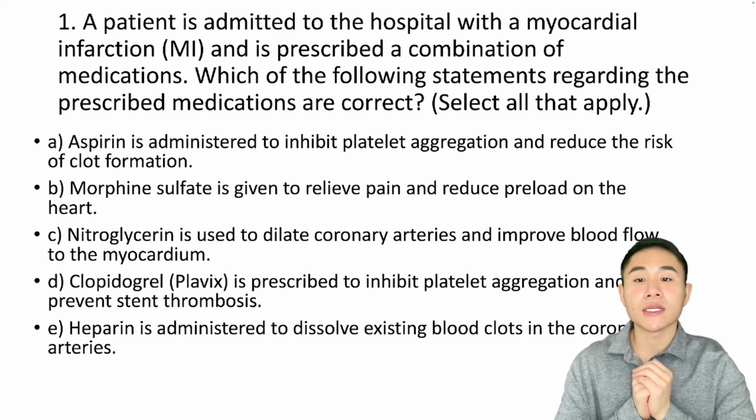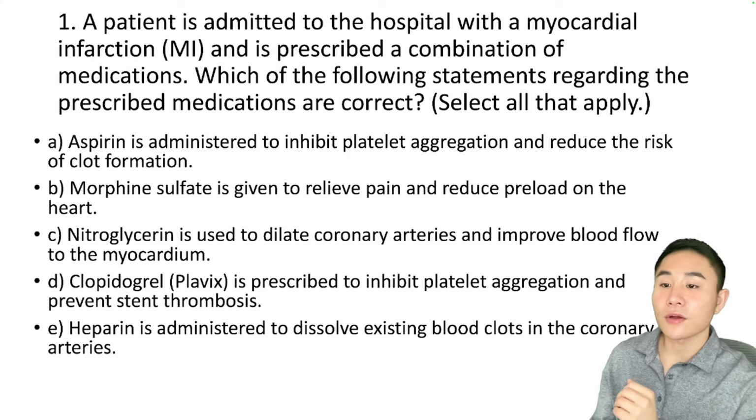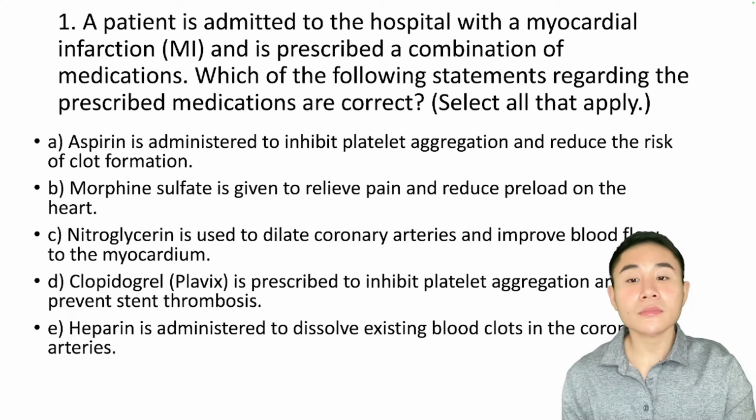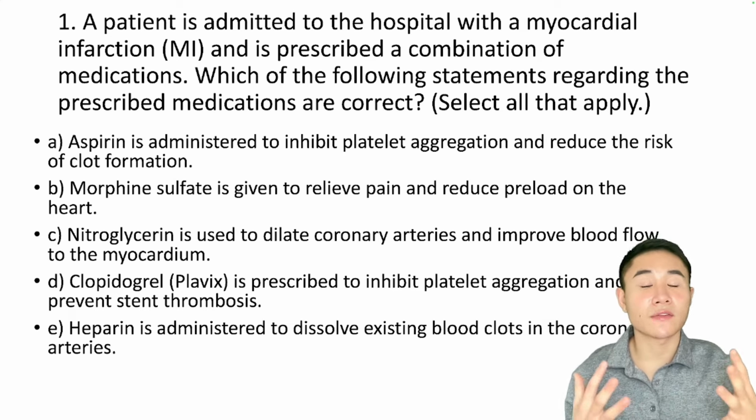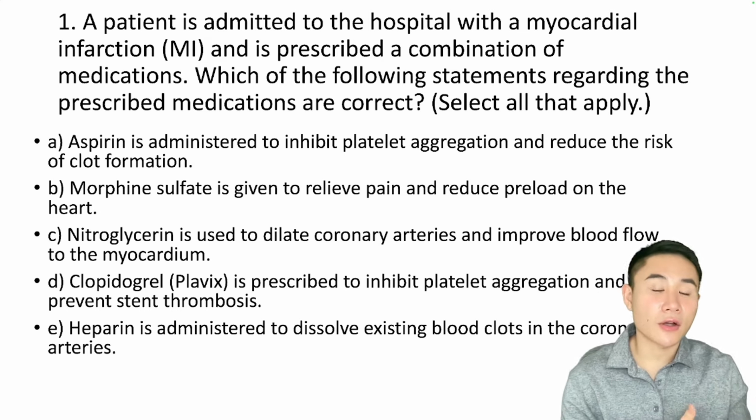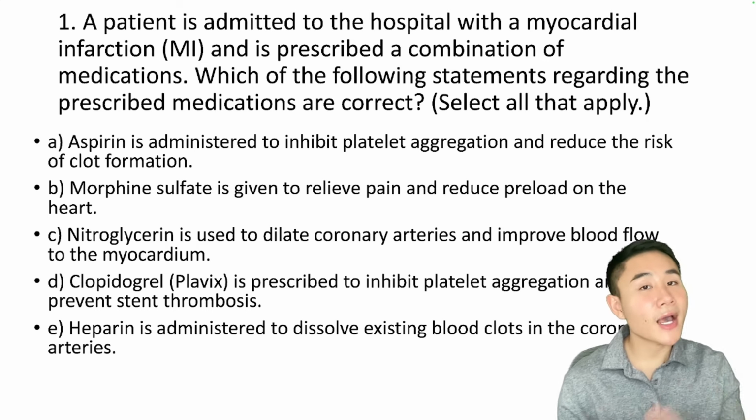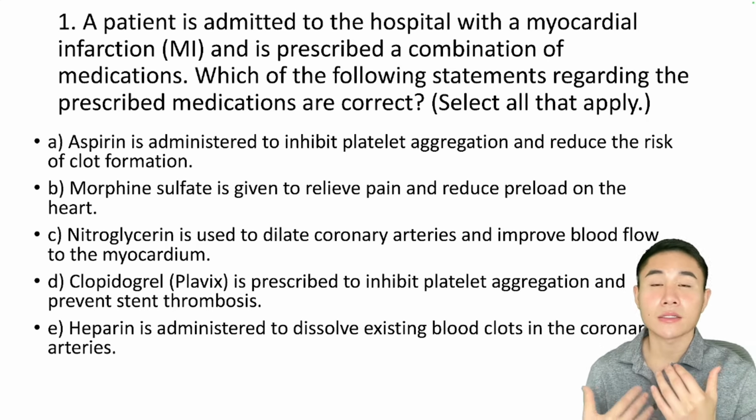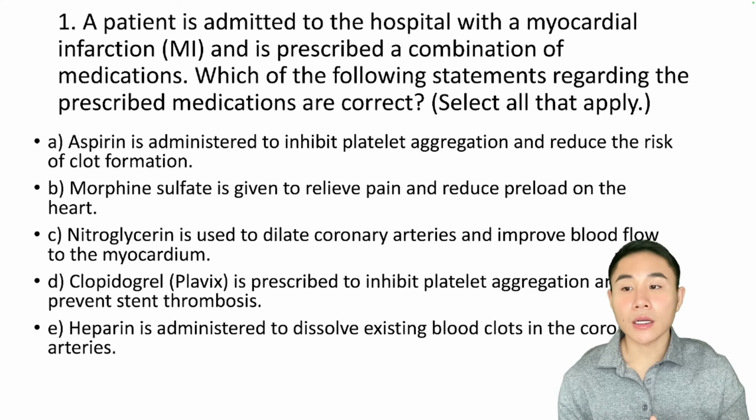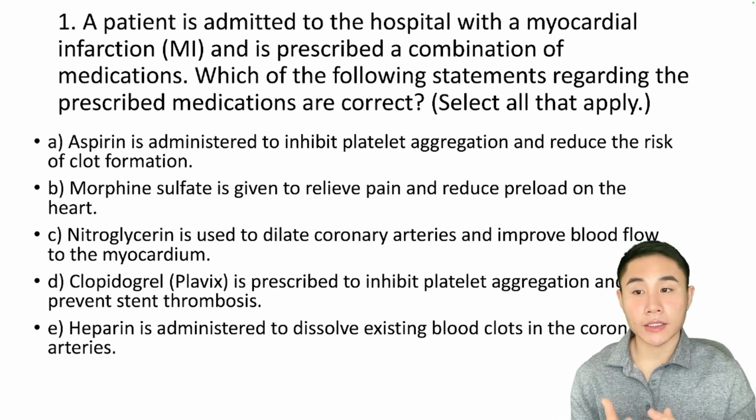C. Nitroglycerin is used to dilate coronary arteries and improve blood flow to the myocardium. Correct. So that's why we give nitroglycerin. We give it to see if the dilation of the coronary artery will help with the pain, and if it does not help, then we're gonna move on to the next phase, which is maybe bring them to the cath lab to see if there's any actual blockage based on the EKG result, and or put a stent in the area that was blocked, or CABG. Okay, so C is correct. So far A, B, C is correct to me.